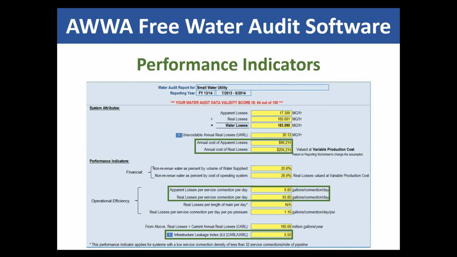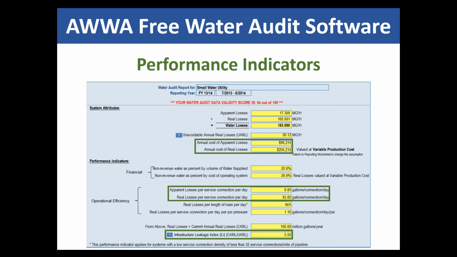So, for example, their real losses cost them about $200,000. Their apparent losses $96,000, right? That's already quite informative. You get a good appreciation. So in dollar values, how much is it worth for what I'm losing out there?